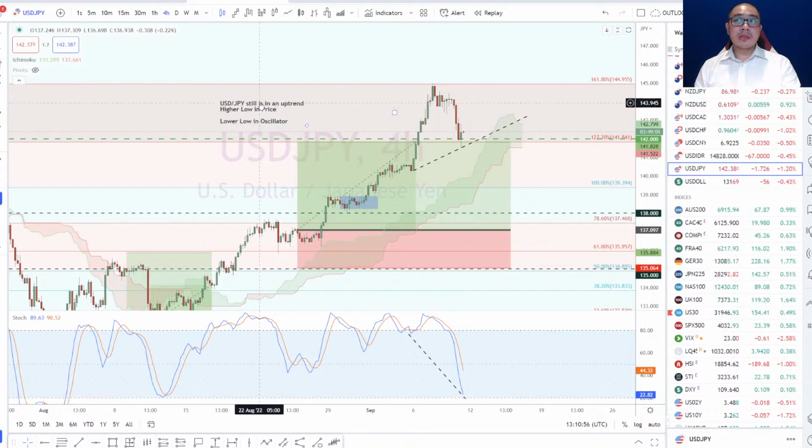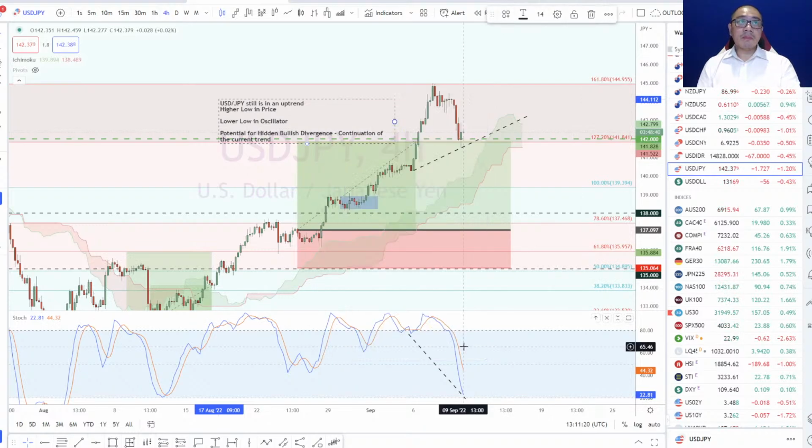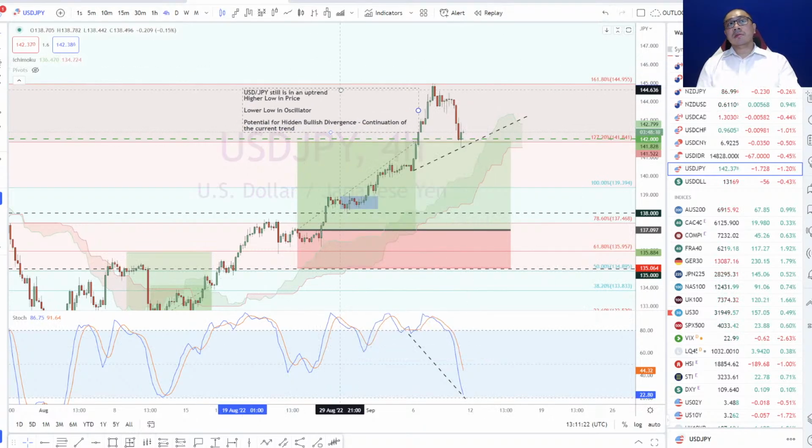Okay, nothing? Okay, that's boring. Potential for hidden bullish divergence, which is a continuation of the current trend. Right, continuation. Correct. Continuation to the upside, yes.